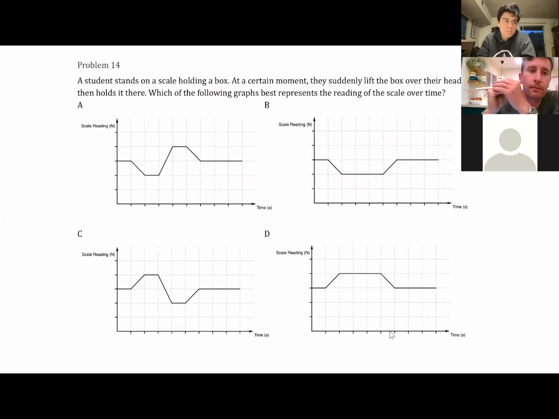Problem 14. Embarrassingly, I actually prepared for all these questions too. I just had it drawn the other way, and since I had it drawn the other way, it made a lot more sense in my head. Now I've drawn it the right way because you noted that it goes to the left instead of the right, and now I'm confused. A student stands on a scale holding a box. At a certain moment, they suddenly lift the box over their head, then hold it there. Which of the following graphs best represents the reading of the scale over time?